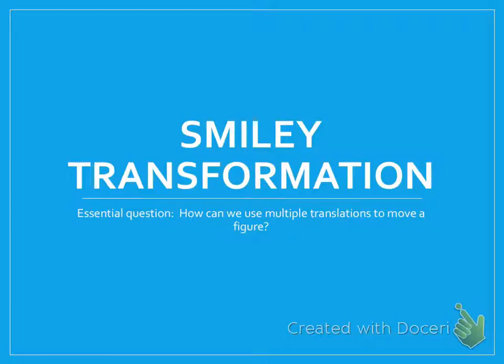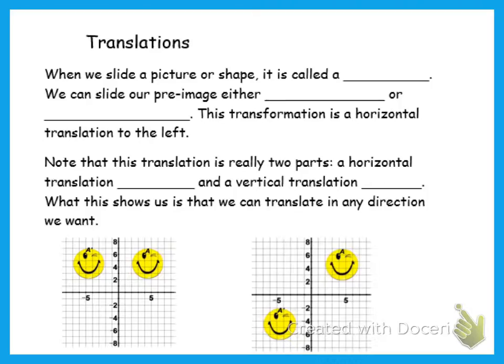This lesson is on smiley transformation. How can we use multiple translations to move a figure? So when we're looking at this, the translation is when we slide a picture or shape. It is called a translation.